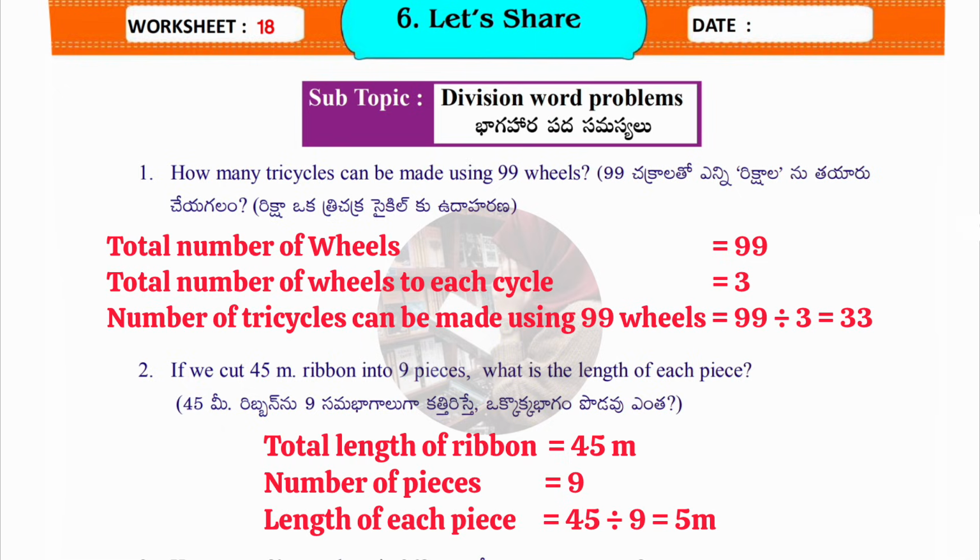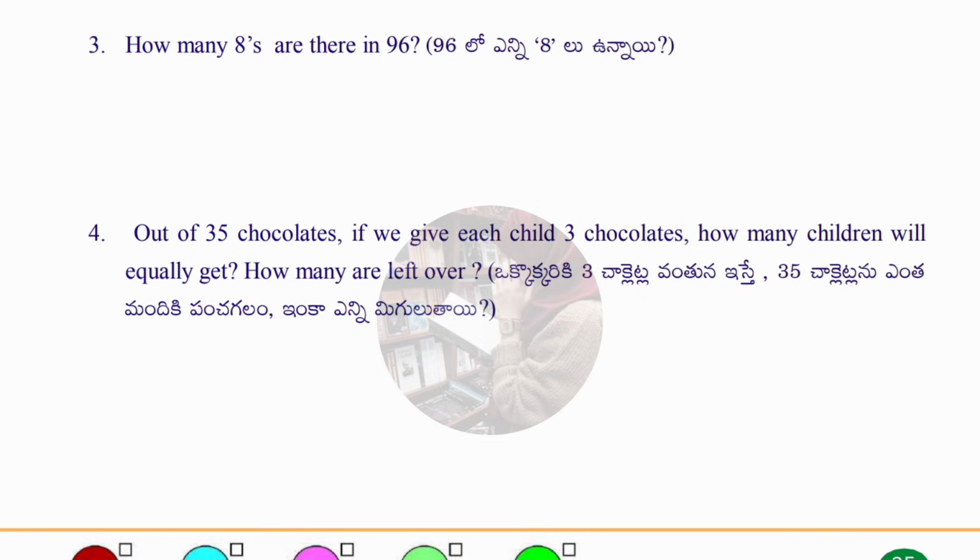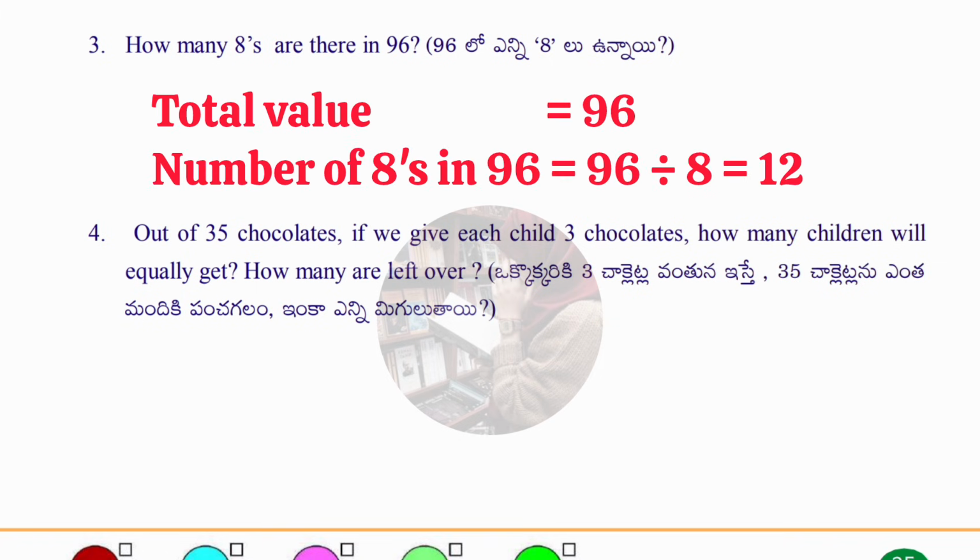Got it? Let's move on to the third question: how many 8s are there in 96? Okay, let's do the answer. Total value given is 96. We have to find out how many 8s will come. So number of 8s in 96 equals 96 divided by 8. 8 ones are 8, 1 will be left and 6 will come down. 8 2s are 16. So 12 is the answer. Therefore there are 12 8s in 96.